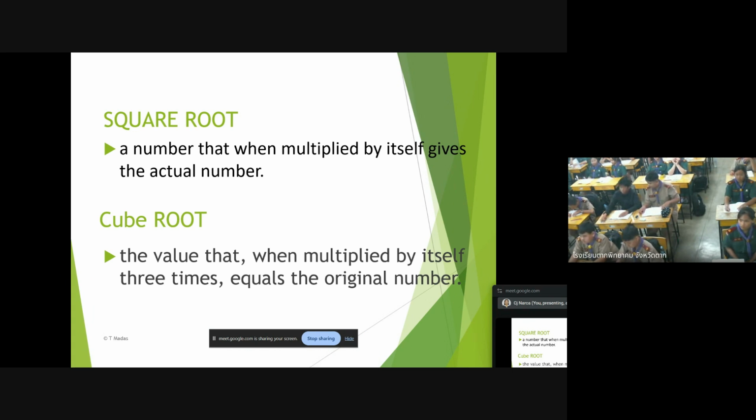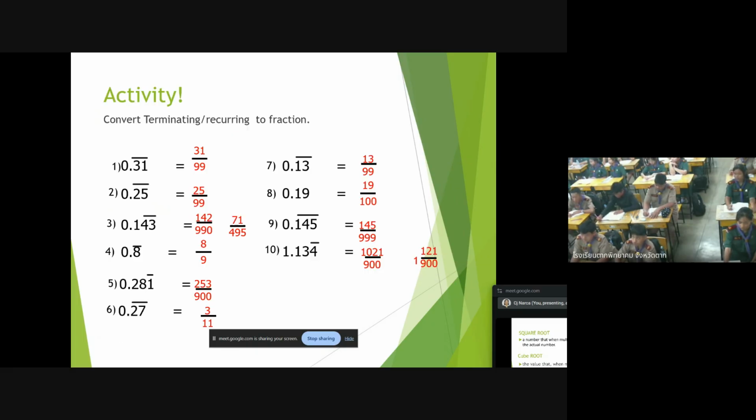As you can see, square root is the number that, when multiplied by itself, gives the actual number. So multiplied by itself 2 times. And cube root is a number multiplied by itself 3 times. Okay? All right, copy this in your notebook, please.